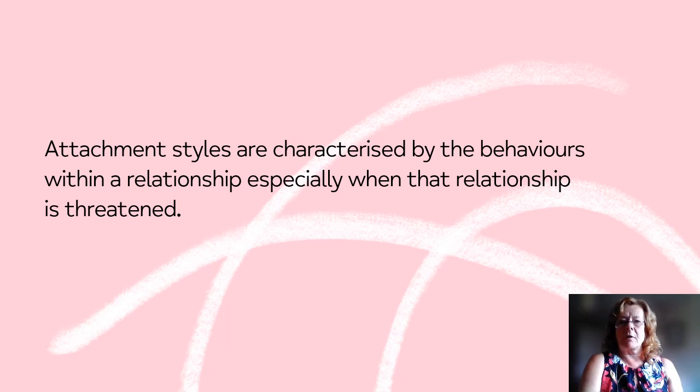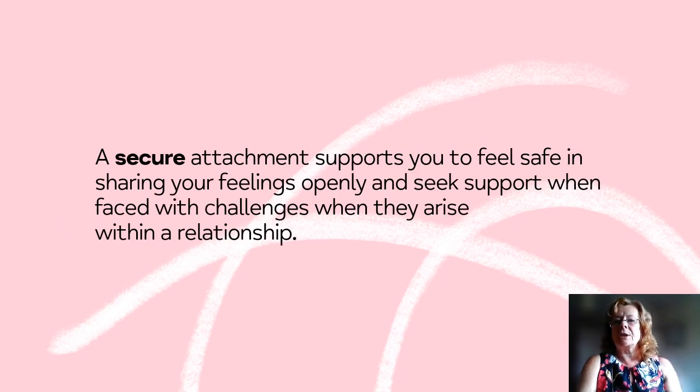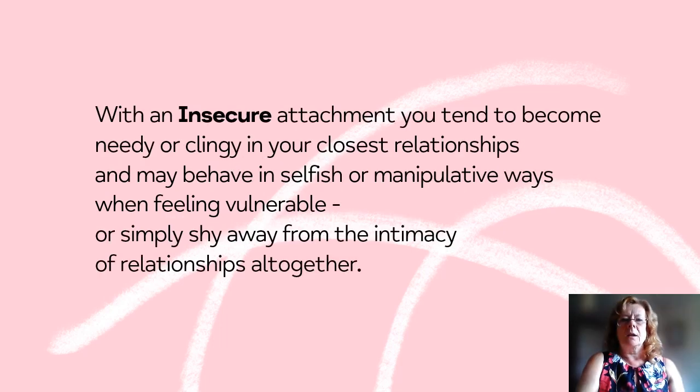Attachment styles are characterized by the behaviors within a relationship, especially when that relationship is threatened. A secure attachment supports you to feel safe in sharing your feelings openly and to seek support when faced with challenges that may arise within your relationships. With an insecure attachment, you tend to become needy or clingy in your closest relationships and may behave in selfish or manipulative ways when feeling vulnerable. Or you may simply shy away from the intimacy of relationships altogether.